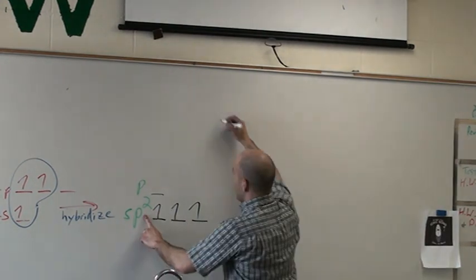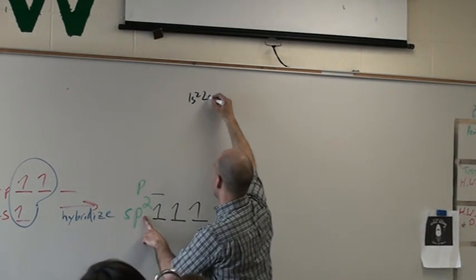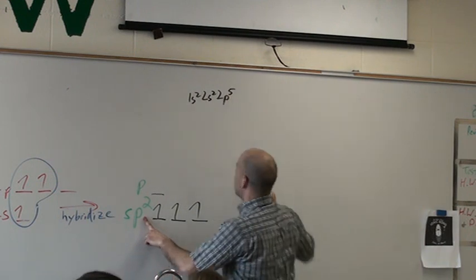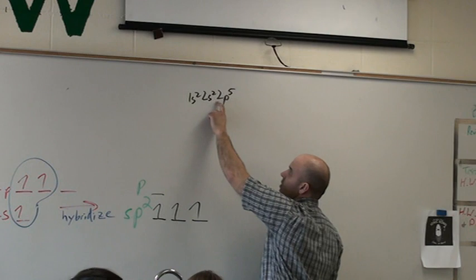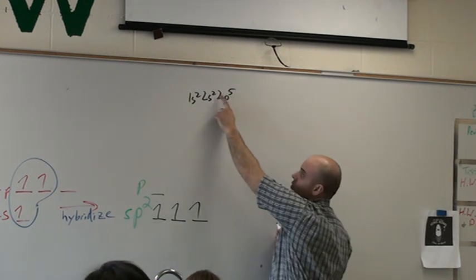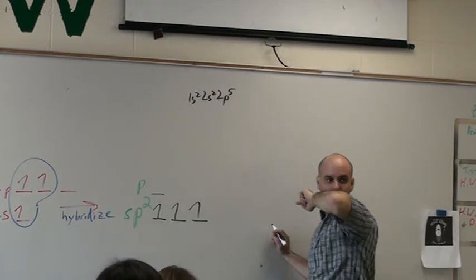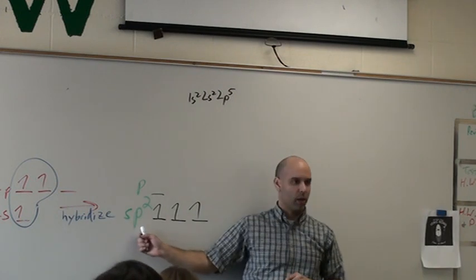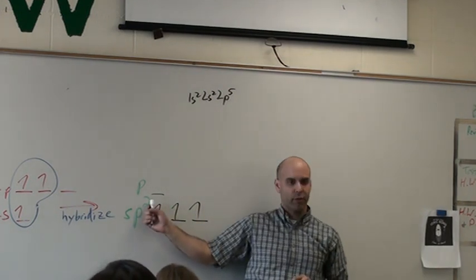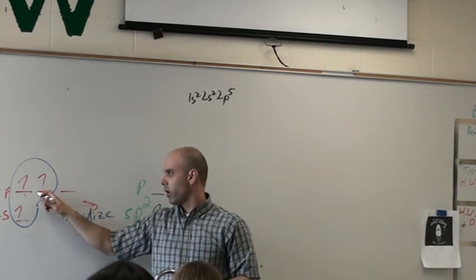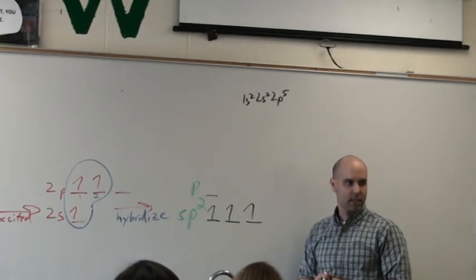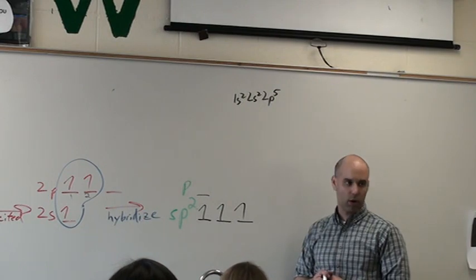So let me just reiterate here. For atomic orbitals, we go 1s2, 2s2, 2p5. The superscript refers to the number of electrons. For molecular orbital bonding, the 2 refers to how many orbitals we merged. We merged 1, 2 of them. It does not refer to the number of electrons anymore.